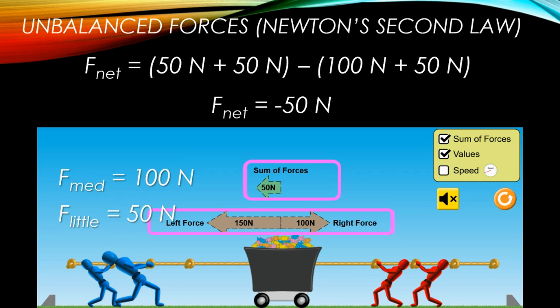Net force means that Newton's second law applies, and there must be an acceleration. The acceleration occurs in the direction of the unbalanced force. So since we have a negative net force, we have an acceleration acting to the left.